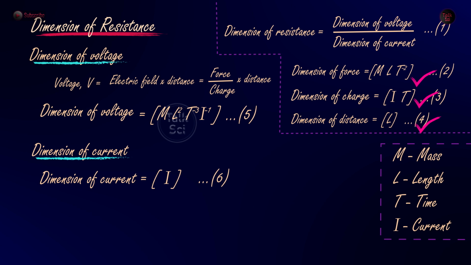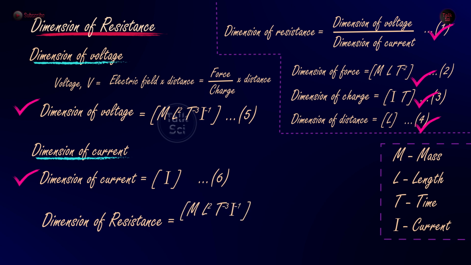Now, we have dimensions of both current and voltage. Substituting equation 5 and 6 in equation 1, we get dimension of resistance is equal to dimension of voltage, M L square T raised to minus 3 I raised to minus 1, divided by dimension of current I, which is equal to M L square T raised to minus 3 I raised to minus 1 divided by I, that is I raised to minus 2. So we get dimension of resistance is equal to M L square T raised to minus 3 I raised to minus 2. That's all for this session.